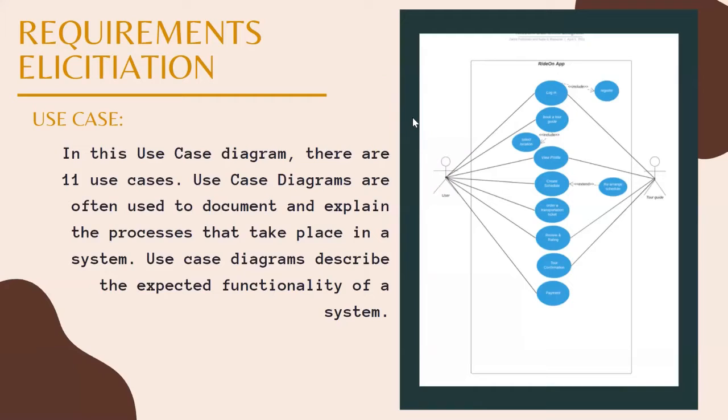The next one is the use case diagram. In this use case diagram, we have the actors user and tour guide, and we have 11 use cases. Use case diagrams are often used to document and explain the process that takes place in a system. So we have login, which includes register. For a user to log in, they need to register first. To book a tour guide, they need to select a location. We have view profile, create schedule, and for users who want to rearrange their schedule, they can do that. And then they can order transportation tickets, review and rating, and tour confirmation and payment.